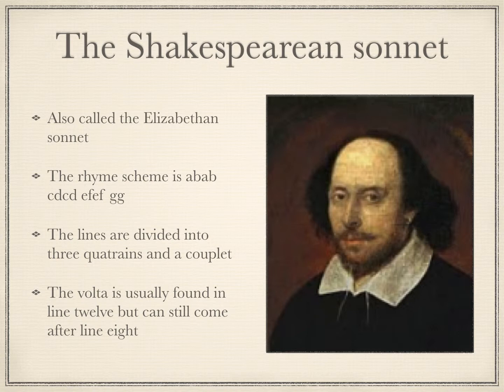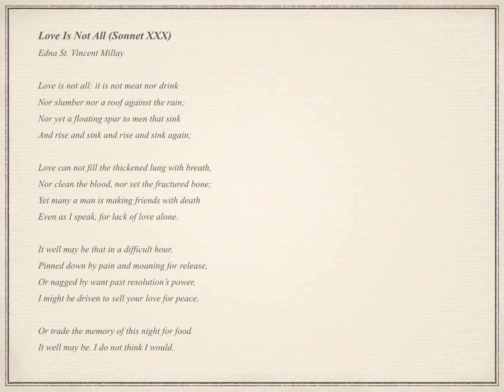The next form of the sonnet is the Shakespearean sonnet. It is also called the Elizabethan sonnet. The rhyme scheme is AB, AB, CD, CD, EF, EF, GG. The lines of the Shakespearean sonnet are divided into 3 quatrains and a couplet, which are 3 four-line stanzas and 1 two-line stanza at the end. The volta is usually in line 12, but it can still come after line 8. This sonnet is an example of a Shakespearean sonnet.